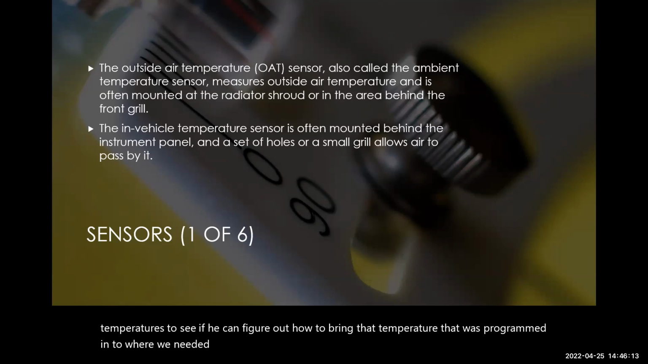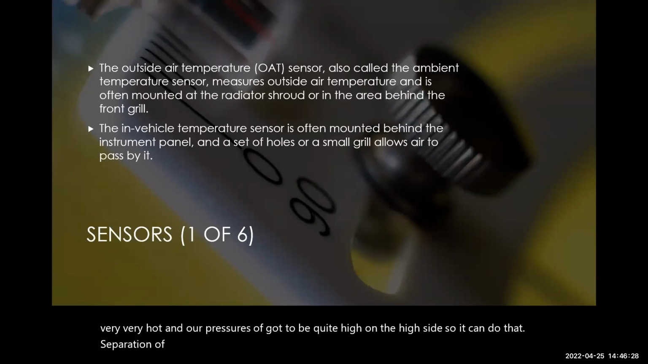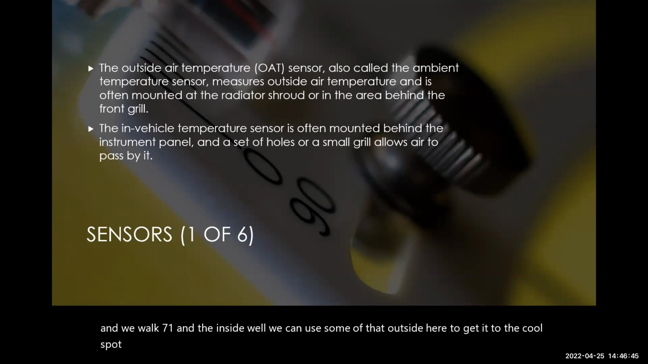Now, remember that if the temperature outside is very, very hot, our pressures have got to be quite high on the high side so it can do that dissipation of heat. If it's cold outside, and let's say the outside temperature is 60 degrees and we want 71 on the inside, well, we can use some of that outside air to get it to the cool spot that we want it to be at. Plus, we're going to add in that heater also.